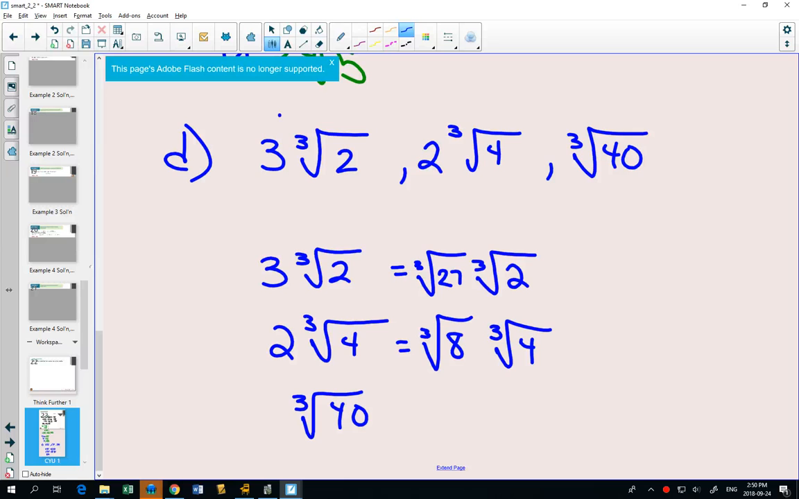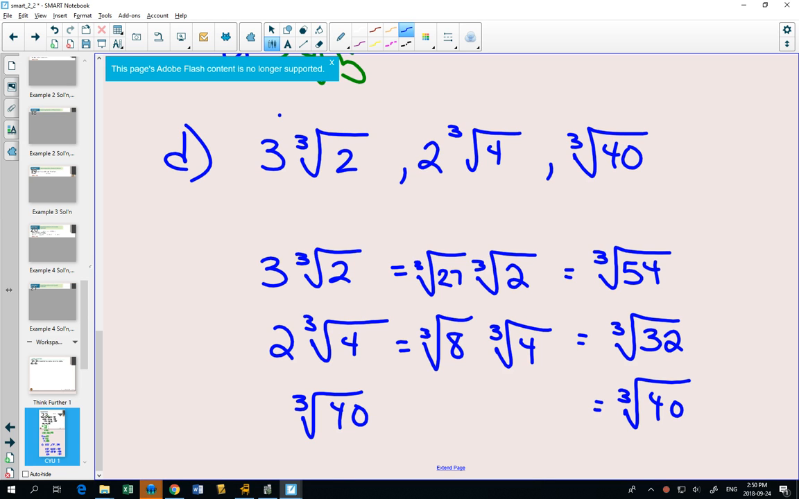And so the cube root of 27 times the cube root of 2 is the cube root of 54. The cube root of 8 times the cube root of 4 is the cube root of 32. And the cube root of 40 is still the cube root of 40. So if I was ordering these from largest to smallest, 3 cube root of 2 is the largest. 3 cube root of 40 is second, and then 2 cube root of 4 is third.